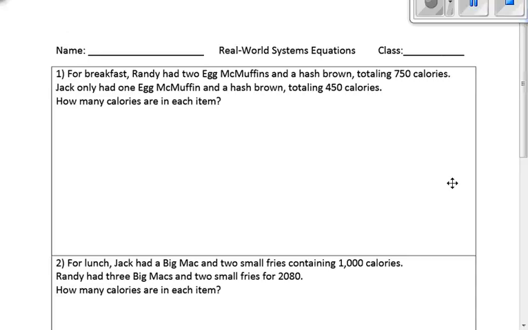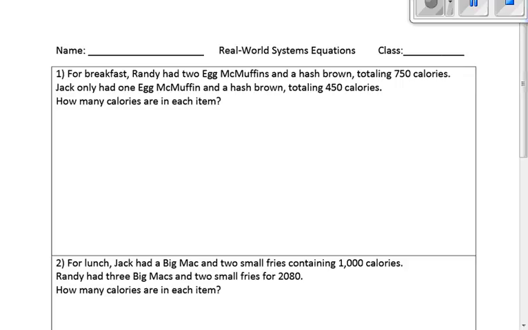All right, so this worksheet has 6 good word problems to practice on. So I'm going to work it out. I'll talk everything out, so hopefully you guys can catch on and try to get an idea of how to write these equations. For breakfast, Randy had 2 Egg McMuffins and a hash brown, totaling 750 calories. Jack only had 1 Egg McMuffin and a hash brown, totaling 450 calories. How many calories are in each?